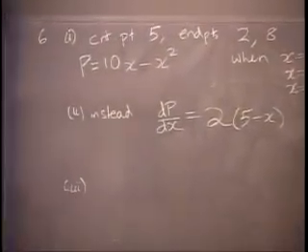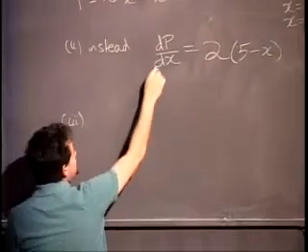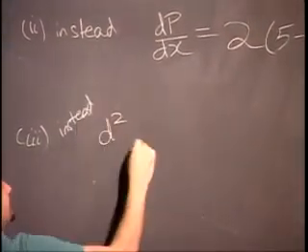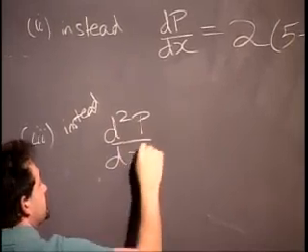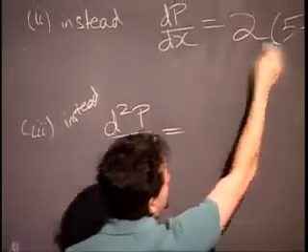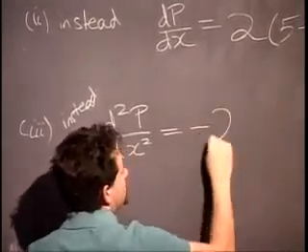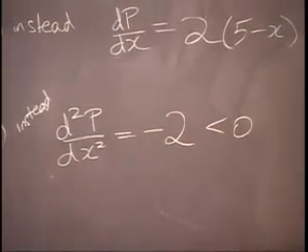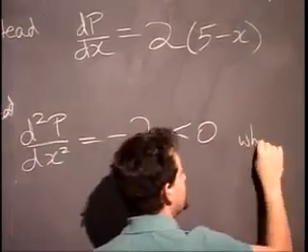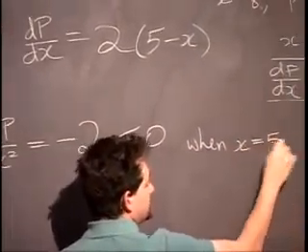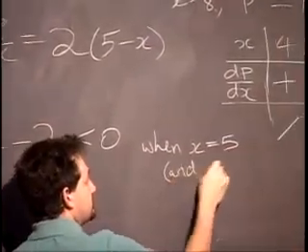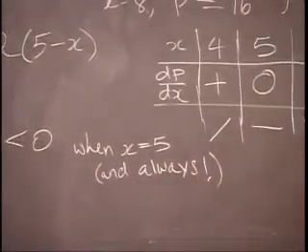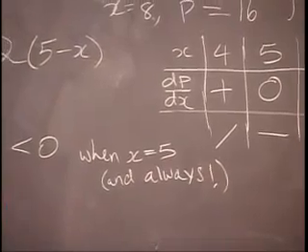Finally, I'll show you an alternative method. If you just differentiate this again, the second derivative, well, it's just minus 2, which is negative. Actually, you only need it to be negative when x equals 5. It's negative always. Doesn't really matter. The only thing that matters is whether it's positive or negative at the critical point.